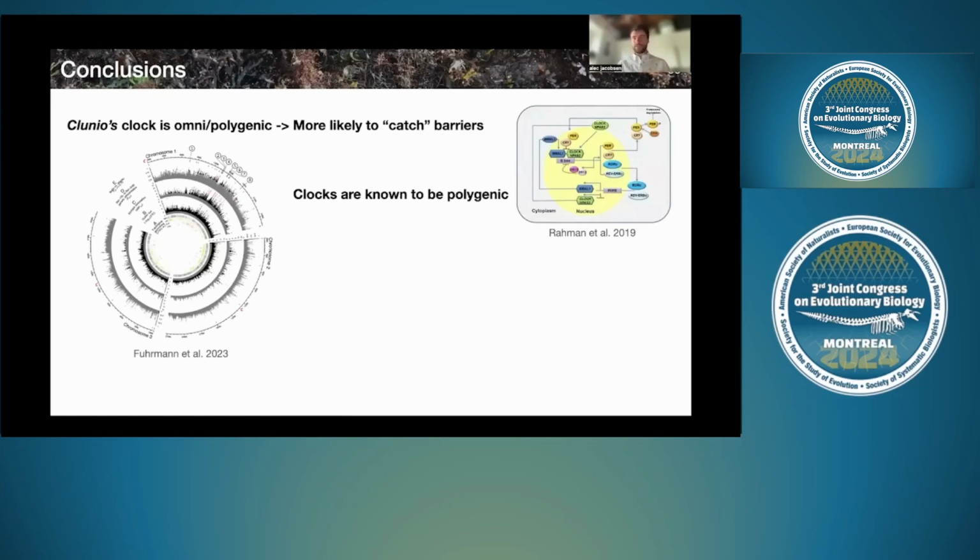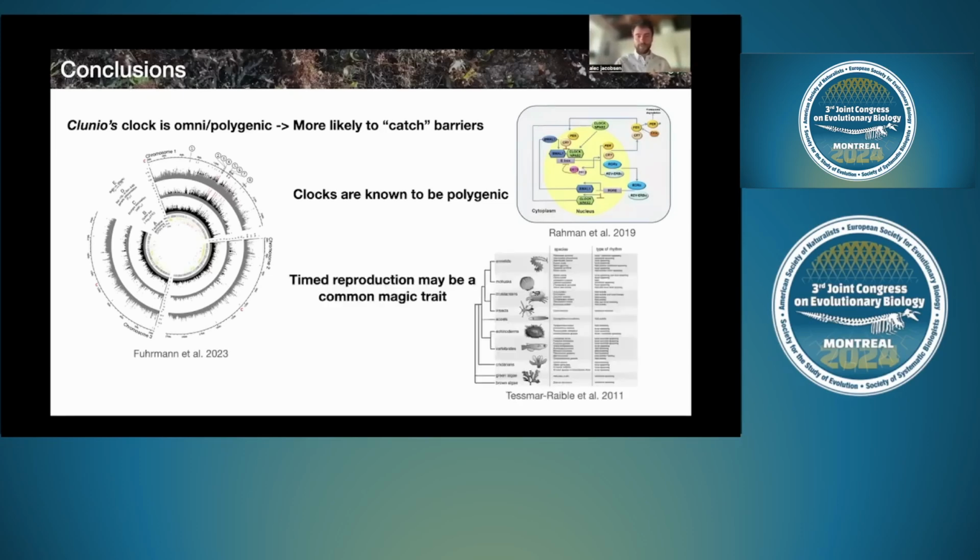They're molecular systems where you have multiple interacting genes, so they're polygenic systems. And we also know that timed reproduction is very common across the tree of life. And if some sort of divergent selection were to act on this timed reproduction, then it would make it a magic trait. And so this leaves me with one last question, which is how often have clocks driven speciation events? And I think if we consider what we've learned from Clunio marinus, the answer to that question might be more often than we would expect.